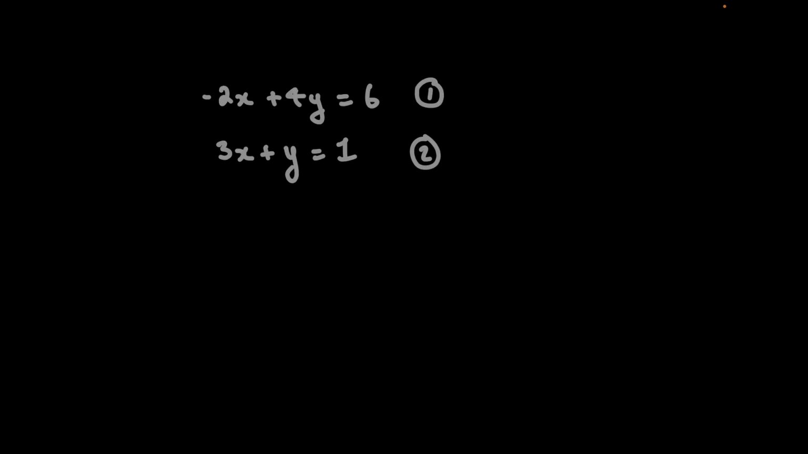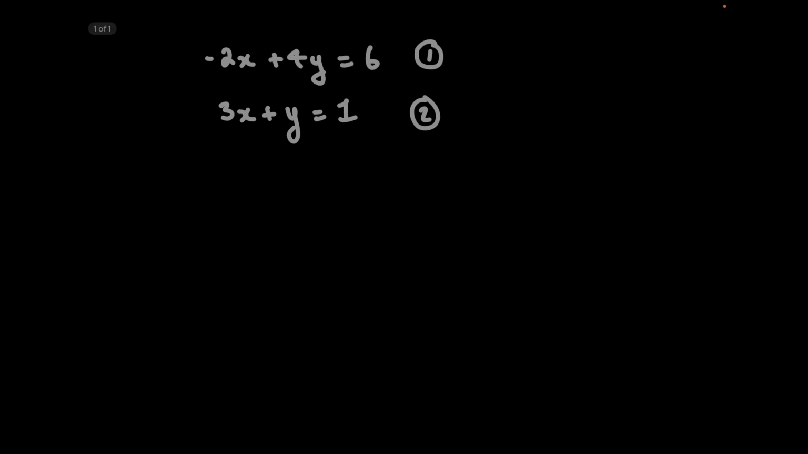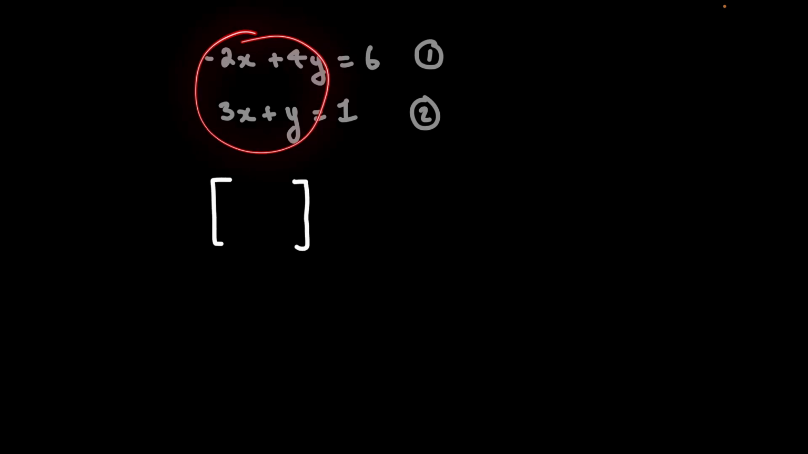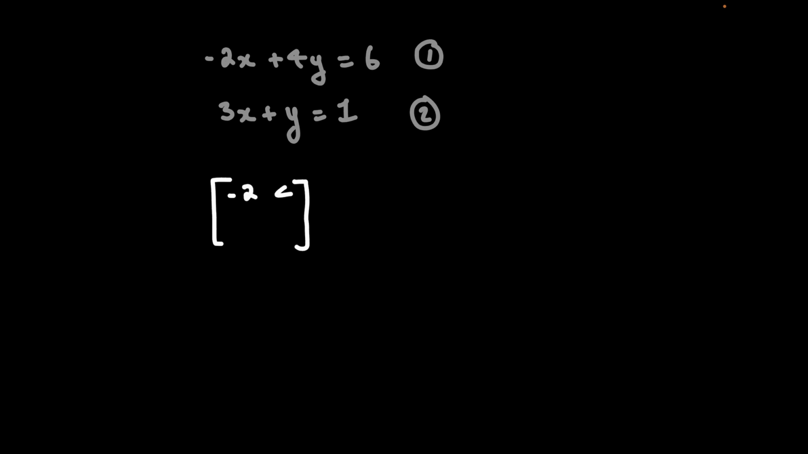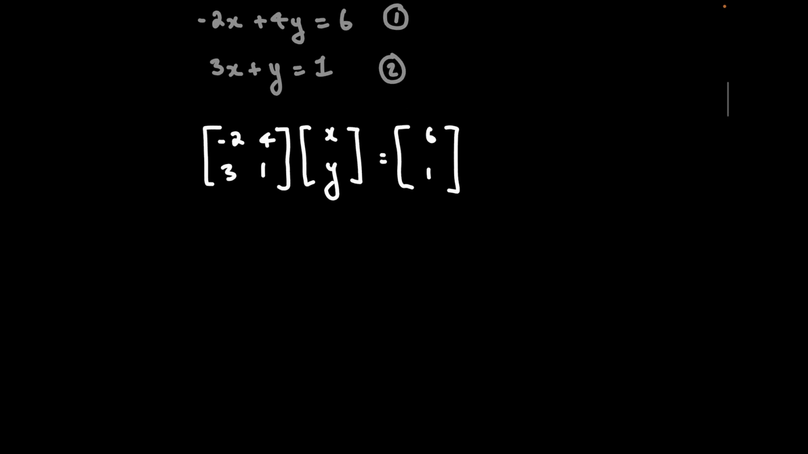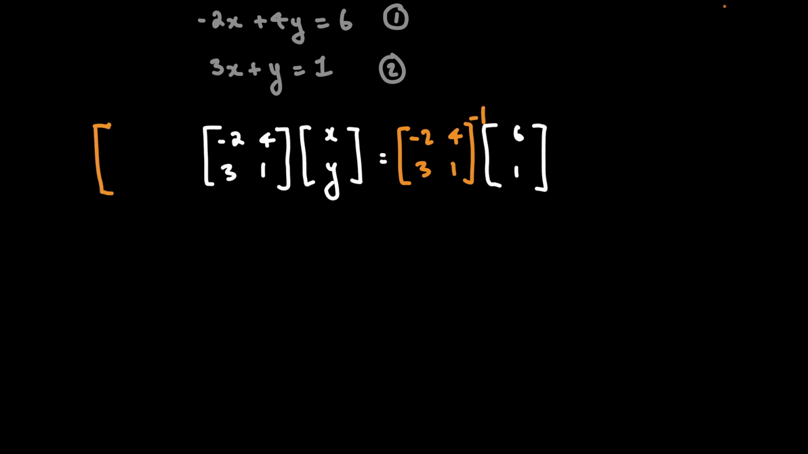Okay, this is our next question here. We have two simultaneous equations. Try solving them using matrices. The first thing we do is set up our matrix equation. We have one 2 by 2 matrix which contains the coefficients of all our variables, in this case -2, 4, 3, and 1. Multiply this matrix by xy, and we end up with the solution matrix, which is going to be 6, 1. Now what we can do to both sides of our equation is pre-multiply by the 2 by 2 matrix's inverse.